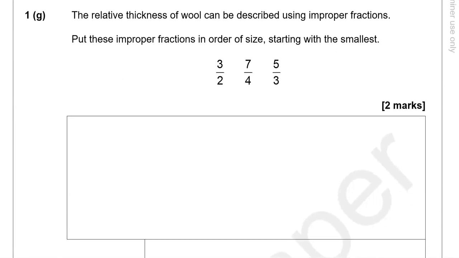The relative thickness of wool can be described using improper fractions. Put these improper fractions in order of size, starting with the smallest. I'm going to find a common denominator for all three of them, and that seems to be 12. So looking at the first one, to get from 2 to 12, we multiplied by 6. So we're going to have to multiply the 3 by 6 as well. So 3 times 6 gives us 18.